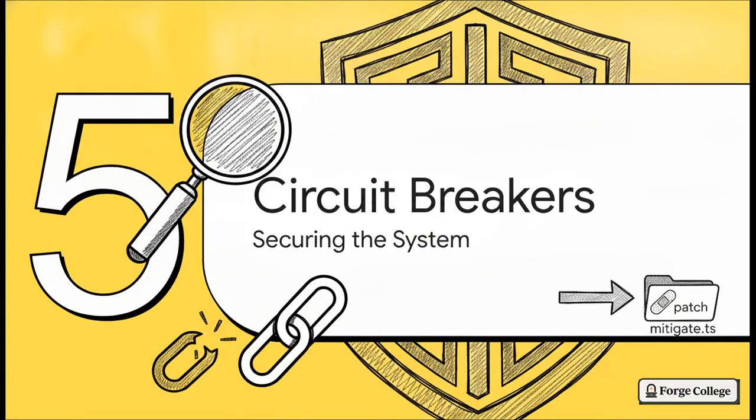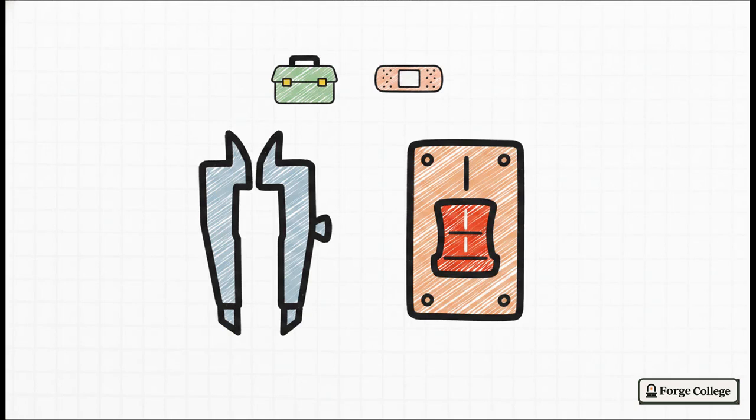On to part 5, implementing circuit breakers, securing the system. So, investigating the crime is really only half the job. Now we need to install a security system using a script like mitigate.ts. When it comes to mitigation, a massive, sweeping logic rewrite is almost never the best first answer. Often, a tiny pre-flight check is way better.